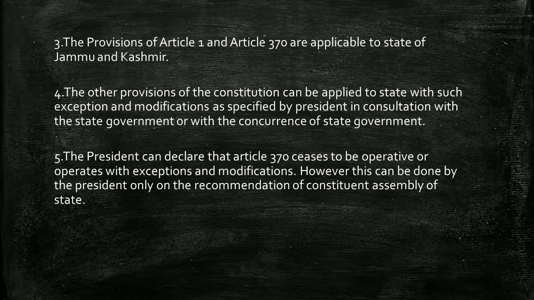Now coming to the fifth provision of the Article 370, it is one of the most important provisions of the Article 370. It deals with the revocation of the Article 370. It says that the President can declare Article 370 ceases to be operative or operates with exceptions and modifications. However, this can be done by the President only on the recommendation of the Constituent Assembly of the state. That is, the Article 370 can be revoked or modified only by the recommendation of the Constituent Assembly of the state. Mark my word, Constituent Assembly of the state, not the Legislative Assembly of the state.